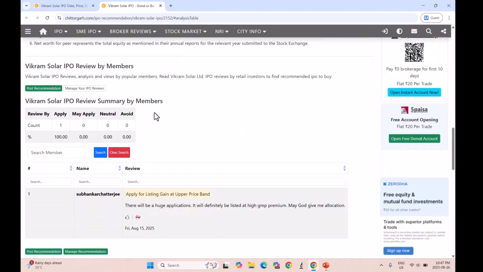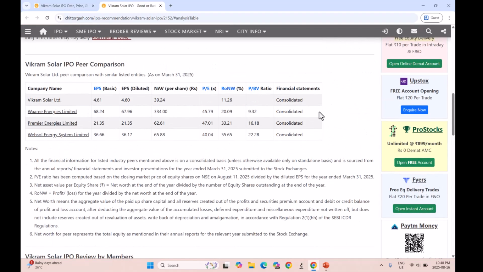Then one tab will open. You can go through there. Here you can see the Bikram Solar IPO peer comparison. These are the various companies like Vari Energy, Premier Energy, Websol Energy System. They also work on the solar segment. So these are their peers.